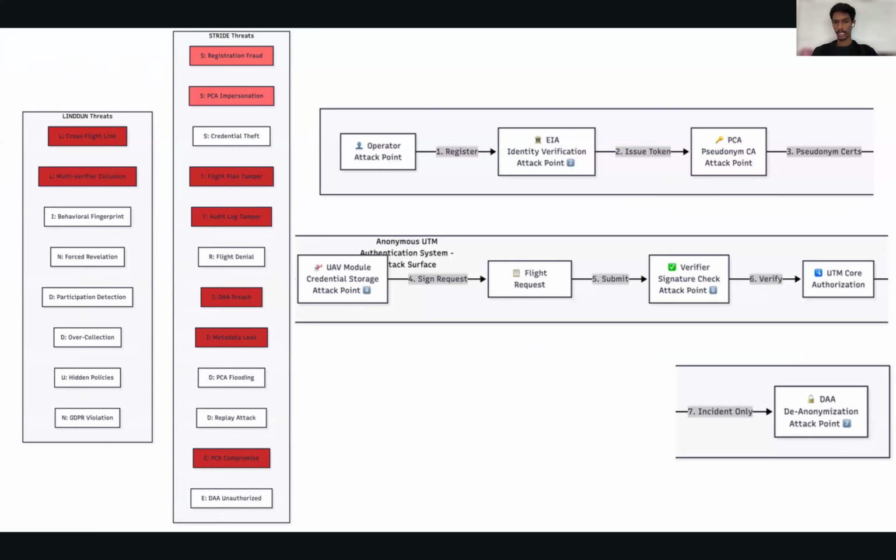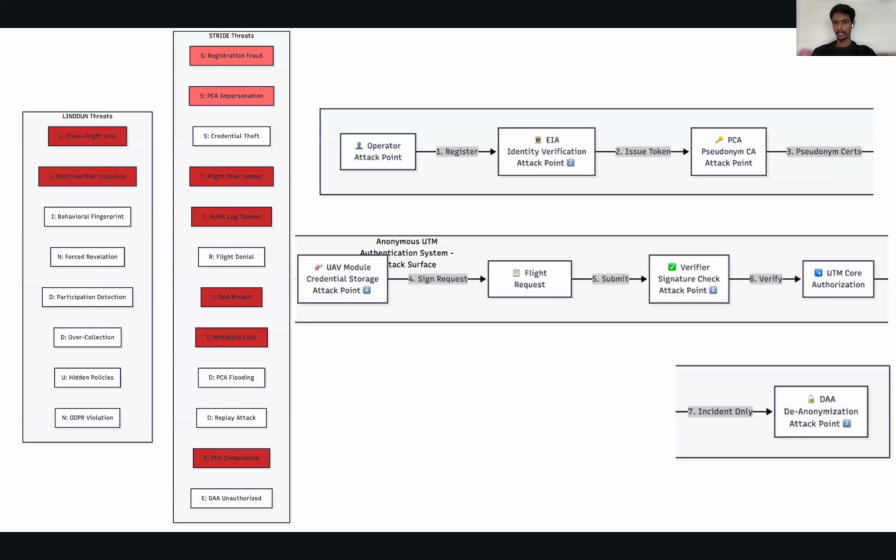On the right, we map STRIDE security threats: registration fraud, credential theft, tampering, replay attacks, PCA compromise, and DAA misuse. By listing both models together, we ensure the system design accounts for both security and privacy, which are equally important in UTM environments. So each step in the process, registration, pseudonym issuance, signing, verification, and potential de-anonymization, is paired with its corresponding attack points. For example, the operator registration phase is vulnerable to identity fraud. The PCA issuance phase is vulnerable to impersonation of credential threats.